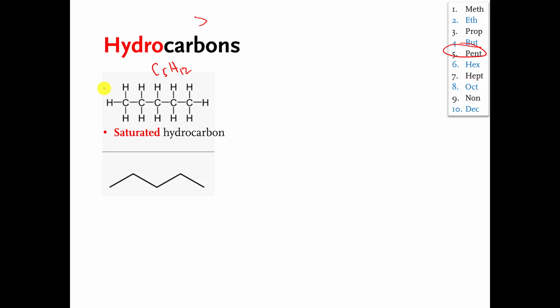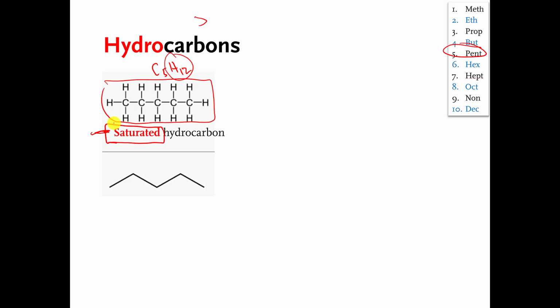And I'm going to tell you that molecules like this, this kind of hydrocarbon, is called a saturated hydrocarbon. In this case, saturated means that I have stuffed as many hydrogens onto these carbons as possible without breaking the rules that carbon has to make 4 bonds and hydrogen has to make 1. The largest number of hydrogens that I can stuff onto those carbons is 12. And so this molecule here is an example of a saturated hydrocarbon.